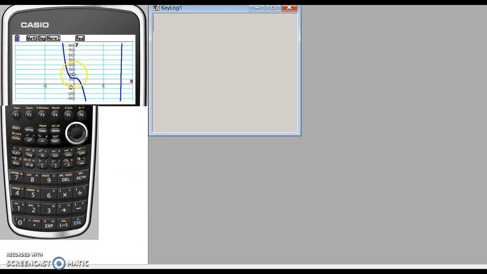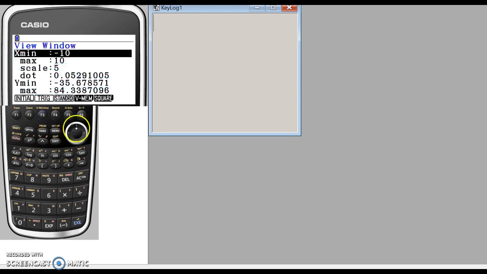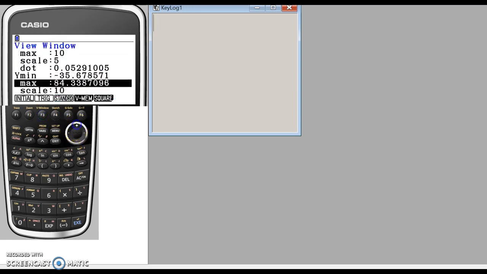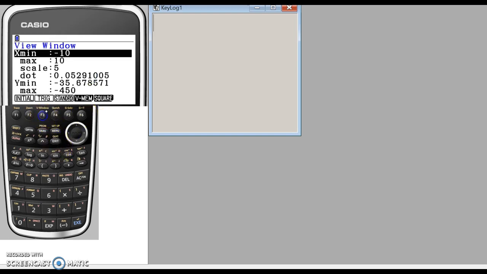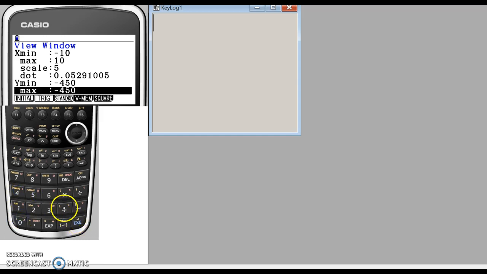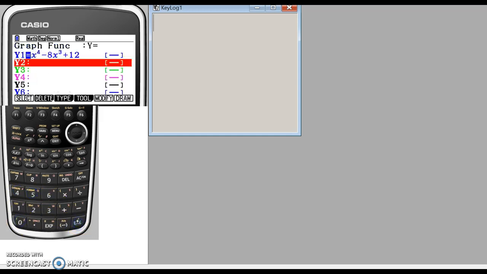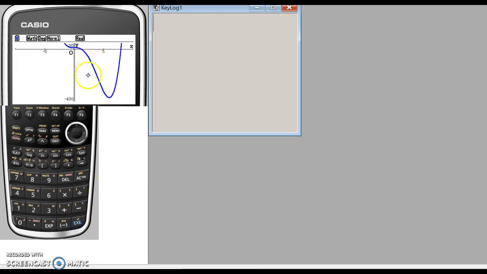So this point of 0 indicates a stationary point of inflection, and if we change our view window, it was negative 420, so we'll put negative 450 and 50. We're going to have another non-stationary point of inflection here at 4. We can find the y coordinate of that using the trace function. So y is equal to negative 244.